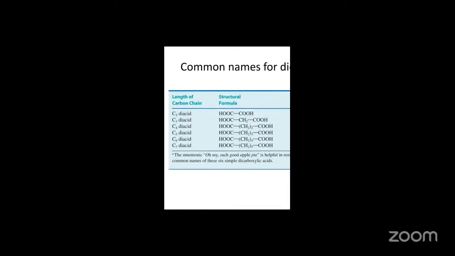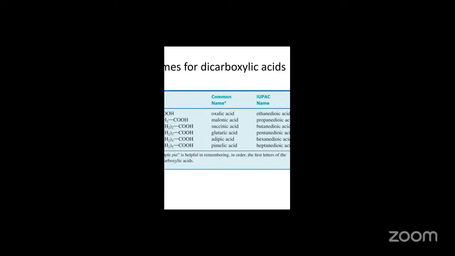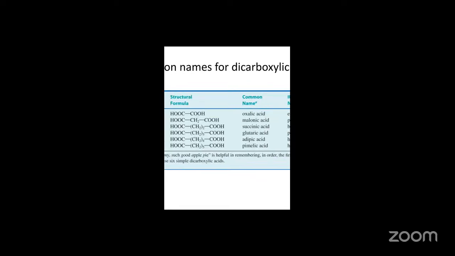2 carboxyl groups on a benzene ring indicate phthalic acid. So dicarboxylic acid is not only for aliphatic compounds, you can also have them in aromatic compounds. Now, these are the typical examples of dicarboxylic acid. We are having like 6 compounds here. Now, if you look at the table, you can see the number of carbon chain, the structural formula, the common name, and the IUPAC name. You are expected to know this table the way it is here.